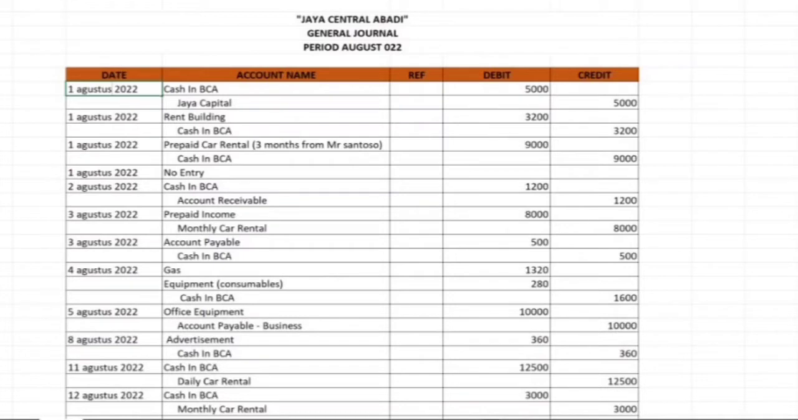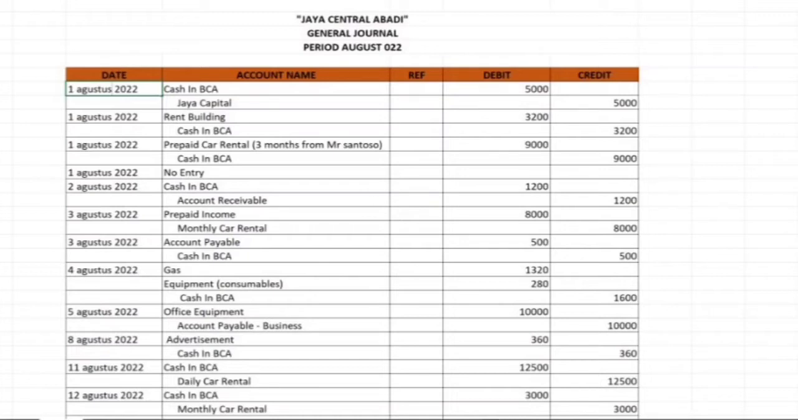Number 5, money increased next to debit by 1,200 and receivable decreased by 1,200 next to credit. That means cash in BCA is in debit side for 1,200 and account receivable is on credit side for 1,200. Number 6, receiving last month's bills, it will increase on the debit side of 8,000 and increase on the payable account next to the credit of 8,000.